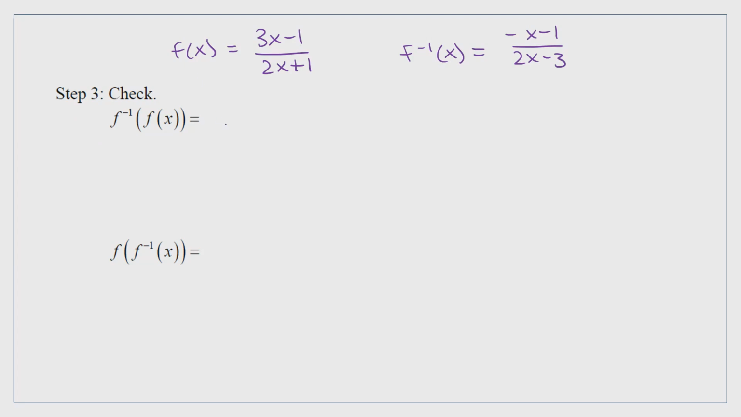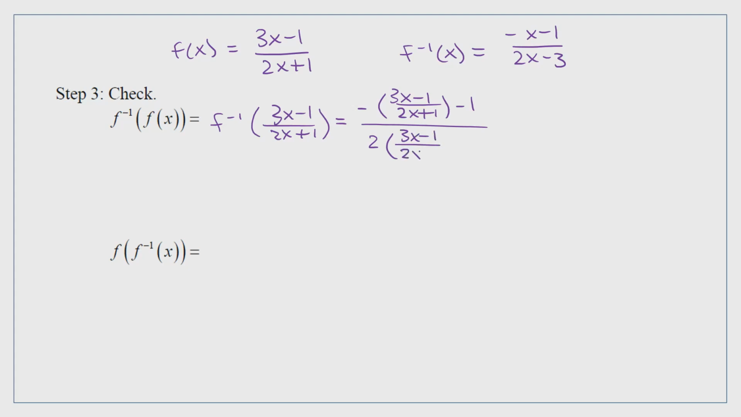So for the first one, we're going to take the inverse function of f of x. So f of x is 3x minus 1 divided by 2x plus 1. And I'm going to substitute that into my equation of the inverse function of f. So I'll have negative 3x minus 1 over 2x plus 1 minus 1 divided by 2 times 3x minus 1 over 2x plus 1 plus 1.